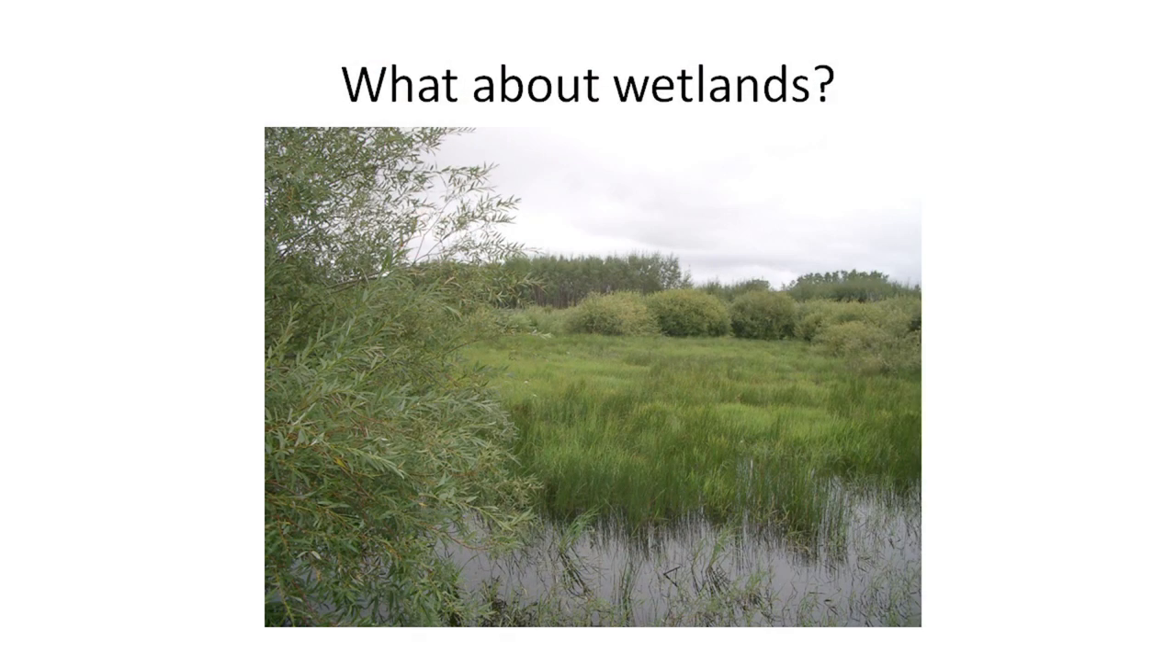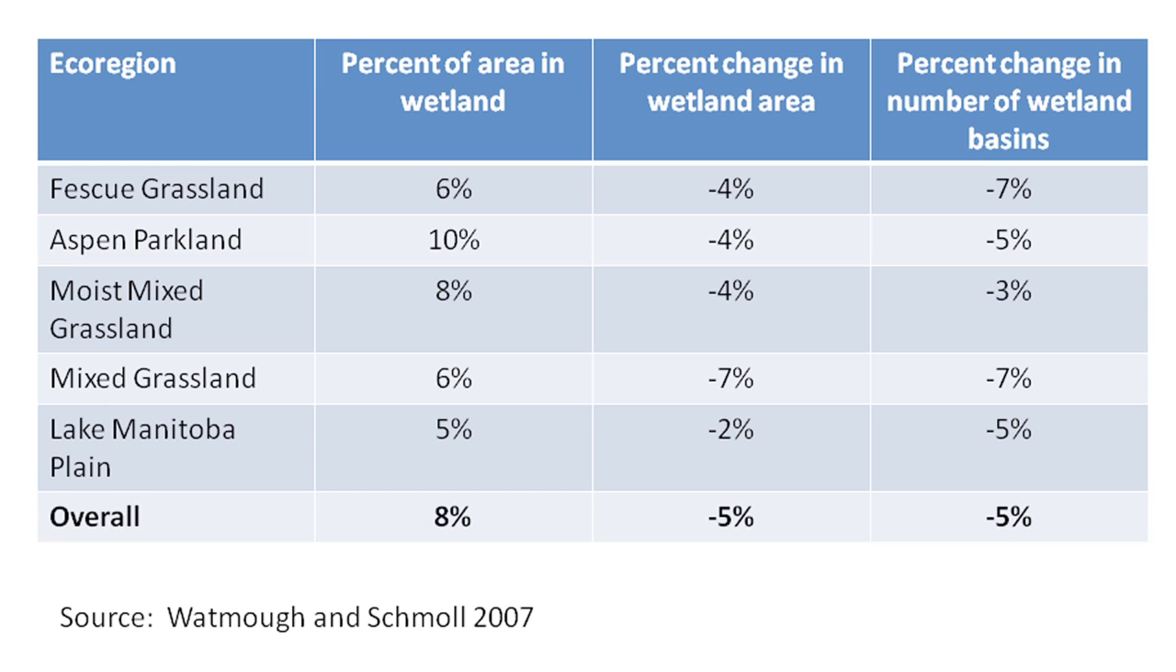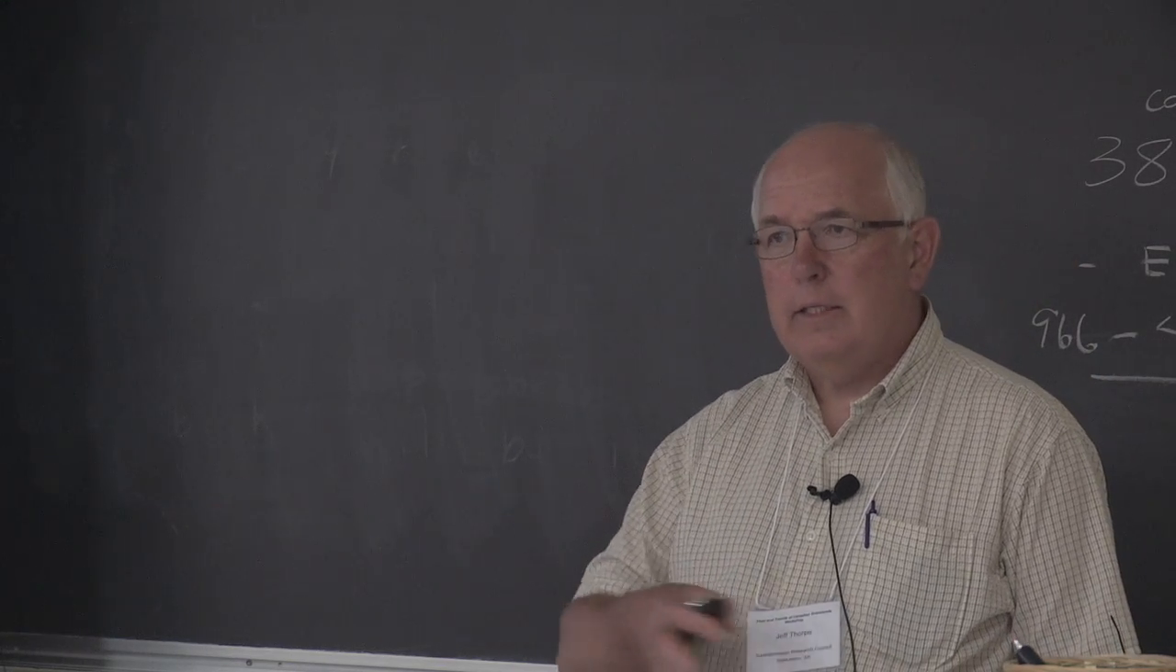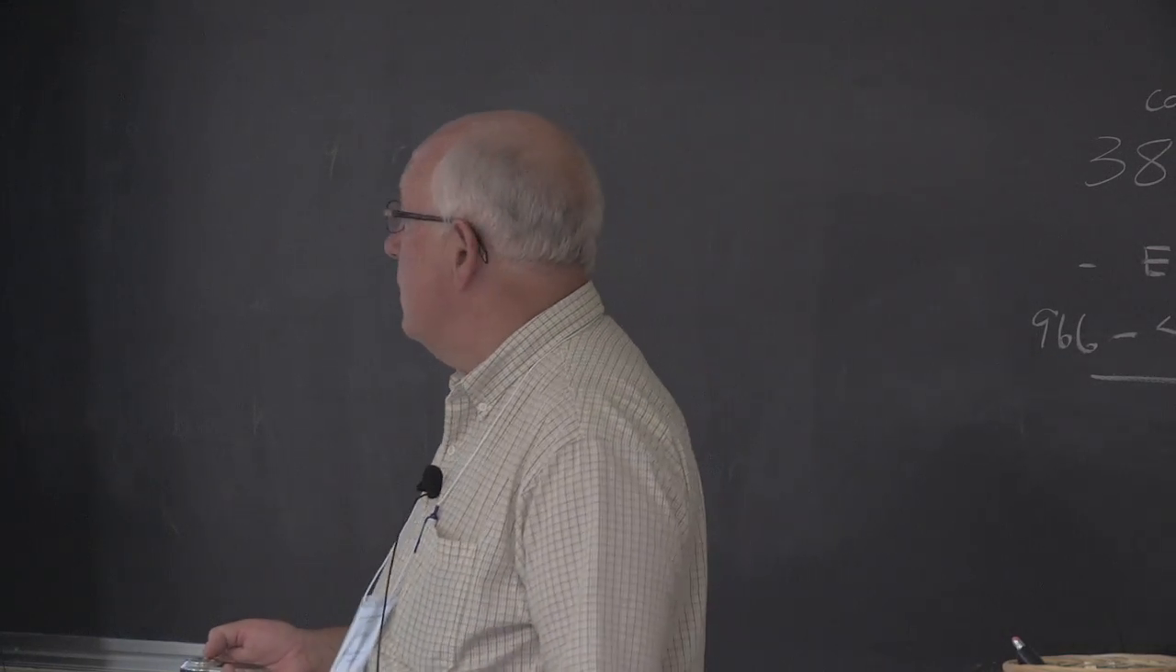We've been talking about grasslands so far, but wetlands are a pretty important part of the picture in the prairies as well. We had one pretty good study from Environment Canada looking at the trends in wetlands from 1985 to 2001, and basically the overall conclusion is a 5% decrease in wetland area and a 5% decrease in the number of wetlands. This was done by remeasuring permanent transects that had been established back in the 80s to measure wetlands and measure duck populations and so on.